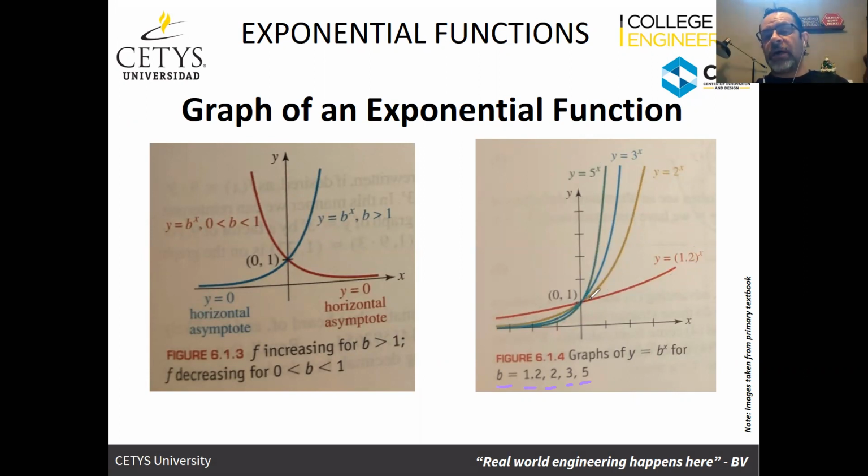So we start making the b larger, and when the b gets larger, the graph starts getting closer to the y-axis. The same would happen for the inverse case, when b is between 0 and 1, the same thing would happen when we start decreasing or increasing the values between 0 and 1.